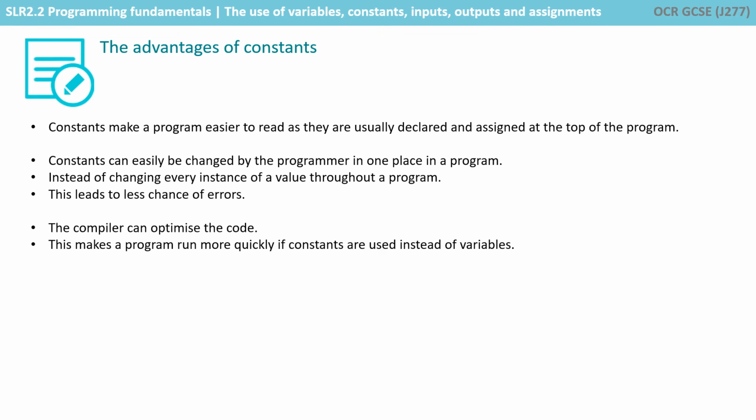You need to understand some of the advantages of using constants over variables, even if they aren't supported in the language that you've been learning, for example Python. So constants make a program easier to read, as they're usually declared and assigned at the top of the program. Constants can easily be changed by the programmer in one single place, that's where they're declared, instead of changing every instance of a particular value throughout a program, and this leads to less chance of errors. When you use constants, the compiler can optimize the code, and this makes the program run more quickly if constants are used instead of variables.